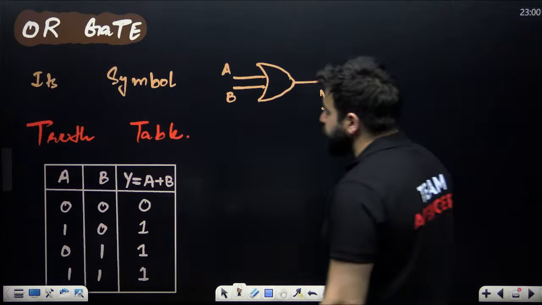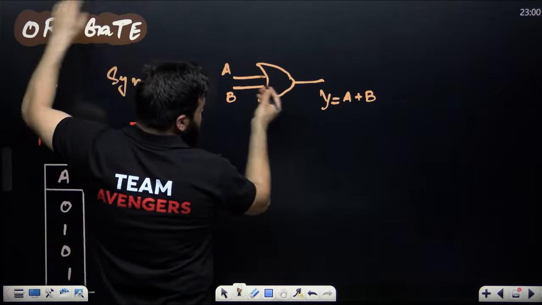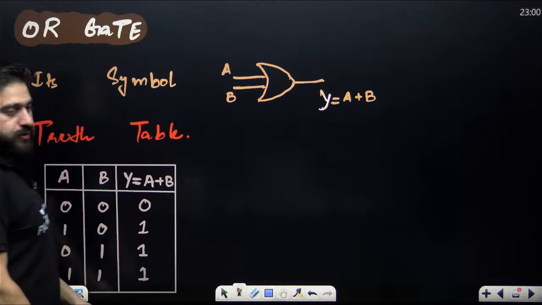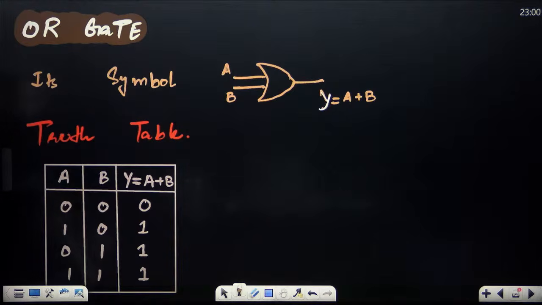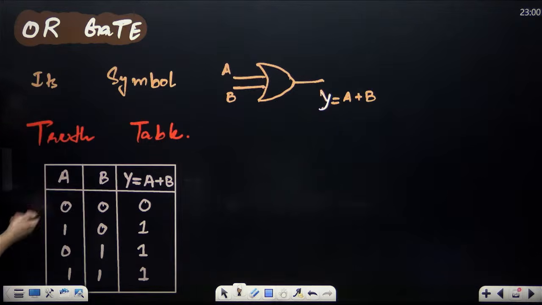Then you have OR. This is the symbol of the OR gate. And what is the work? A is input, B is input. Its job is to do addition, A plus B. This is the Boolean expression A plus B. Now, if A and B are the two inputs, what is the output? 0, 0 input. 0 plus 0 is 0.